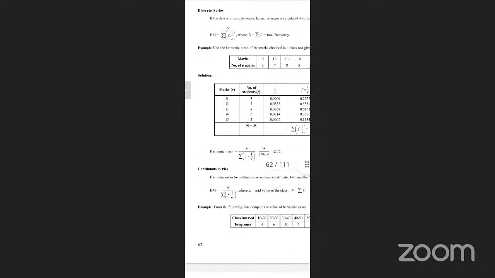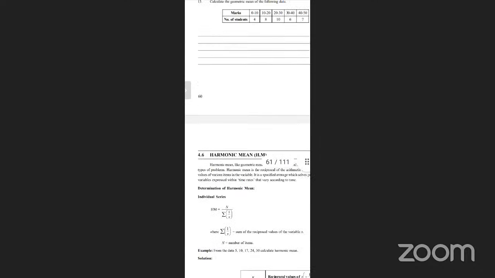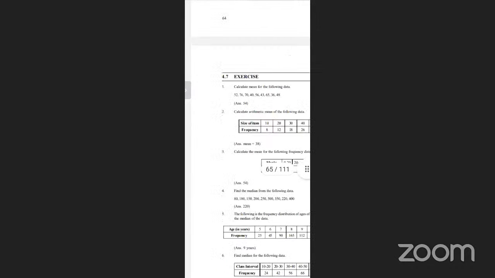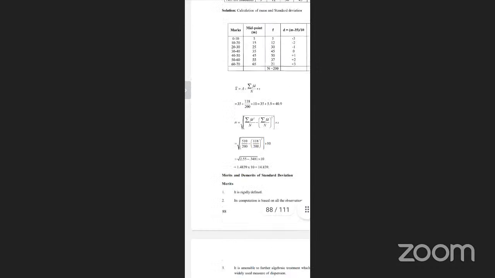One minute. The screen has jumped. Page number 98. Here.